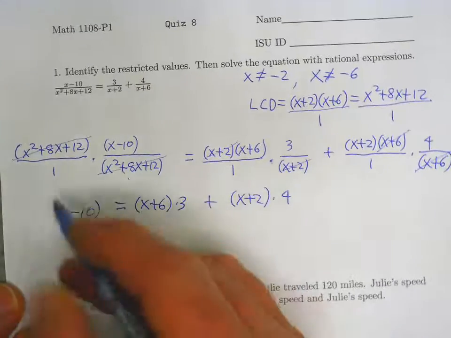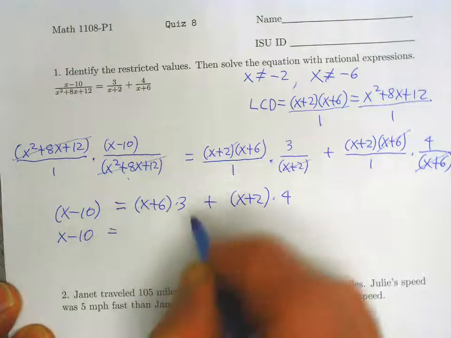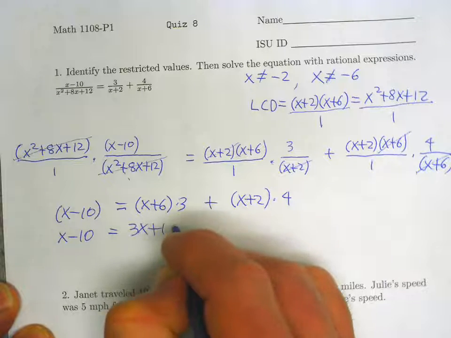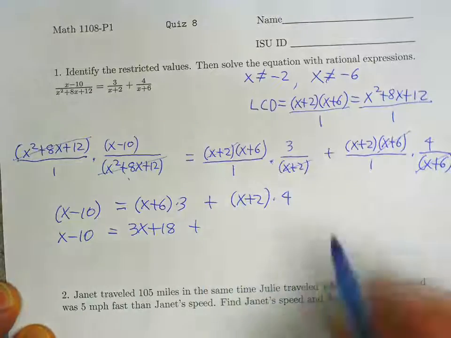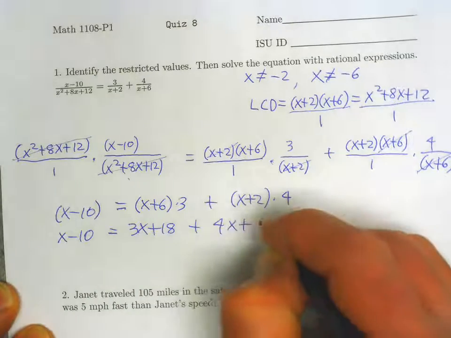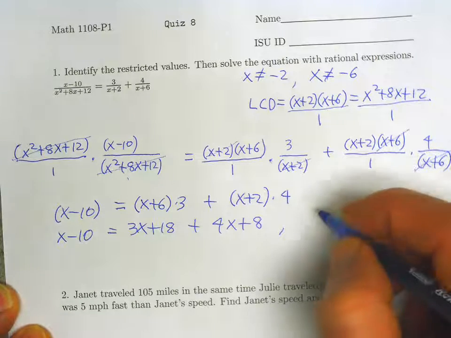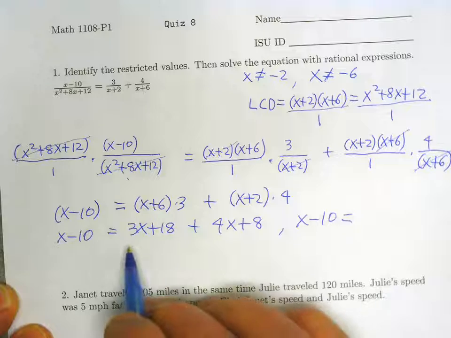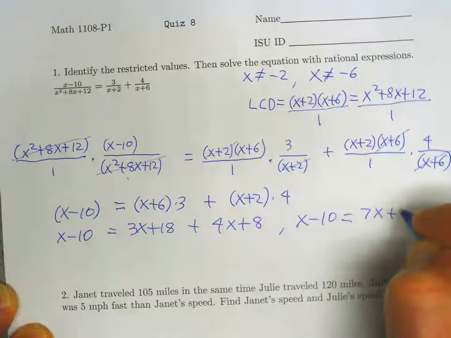So we'll just do the algebra and arithmetic: x minus 10, and then apply the distributive property, equals 3x plus 18. Apply the distributive property here, so plus 4x plus 8. We'll combine like terms on the right-hand side. So x minus 10 equals 7x plus 26.